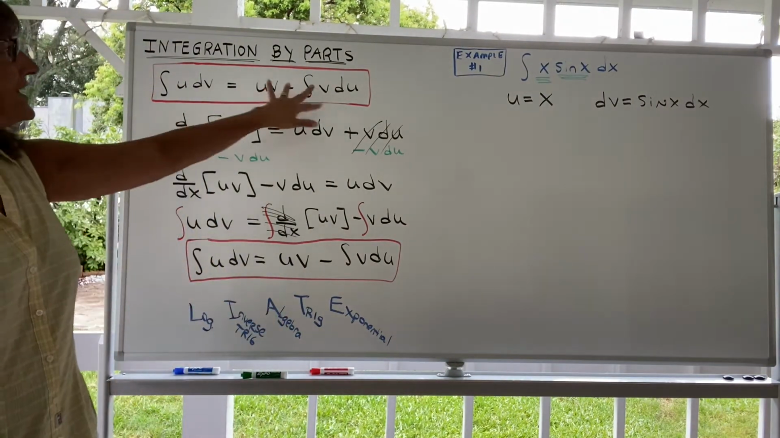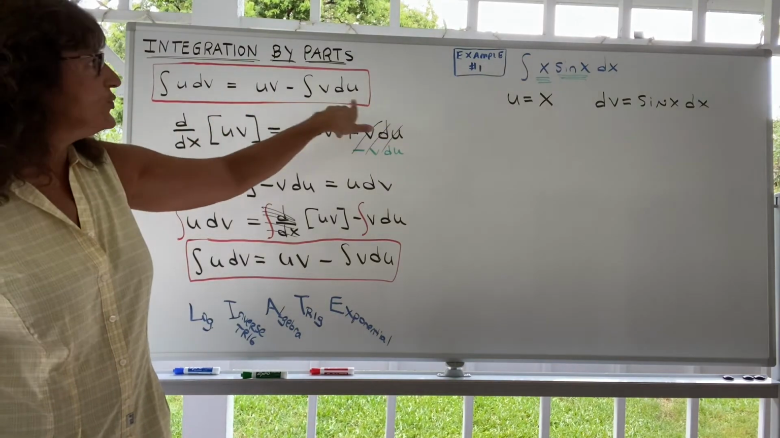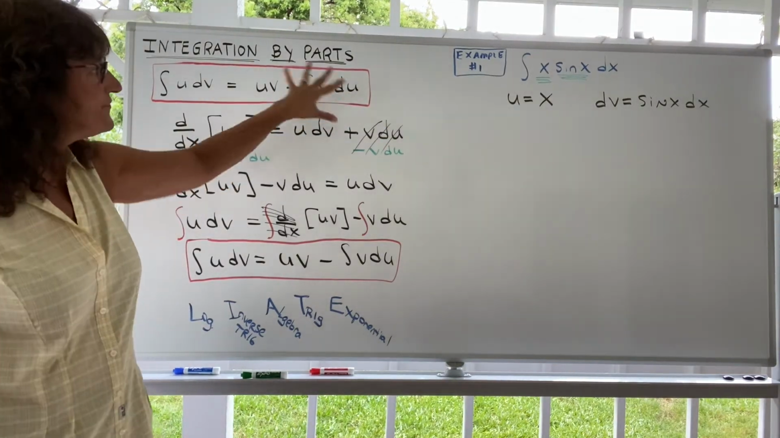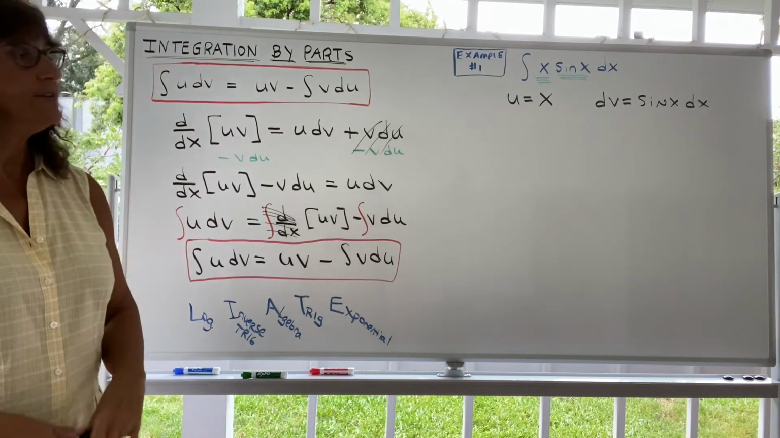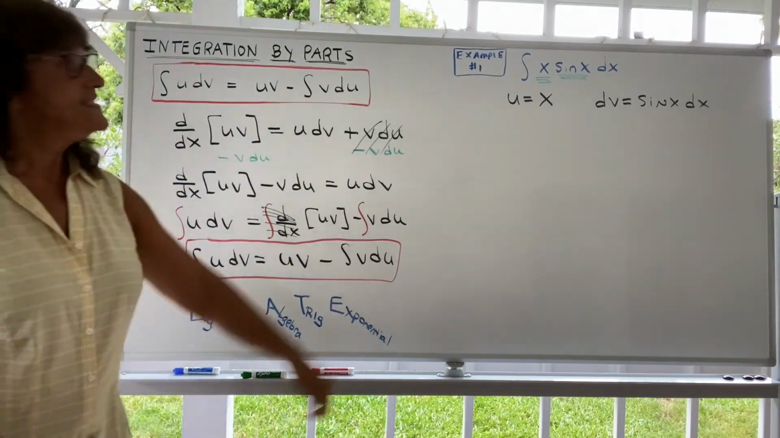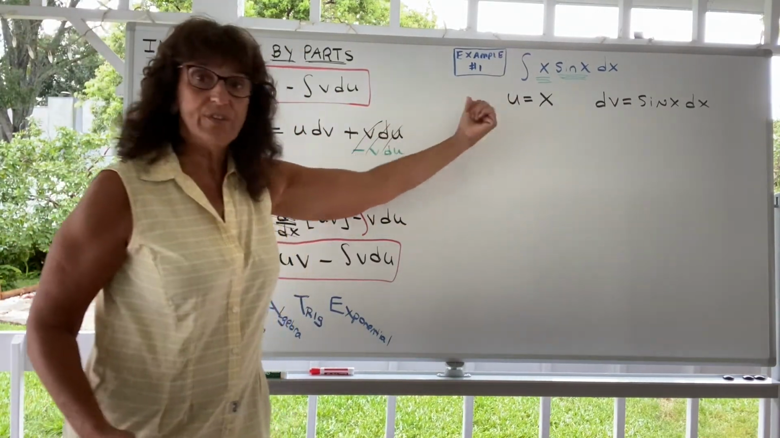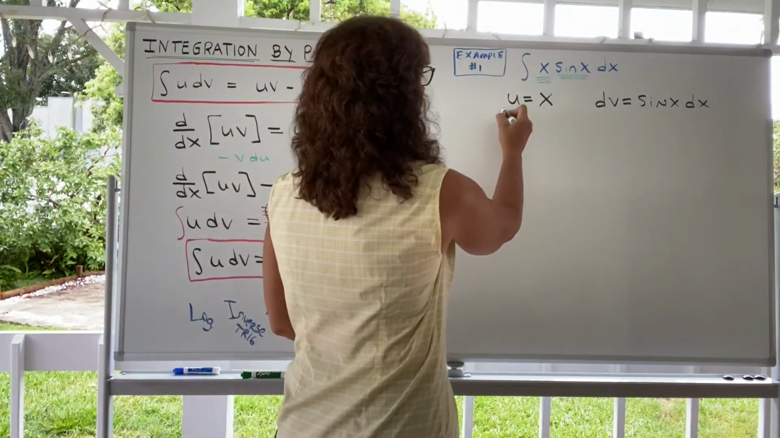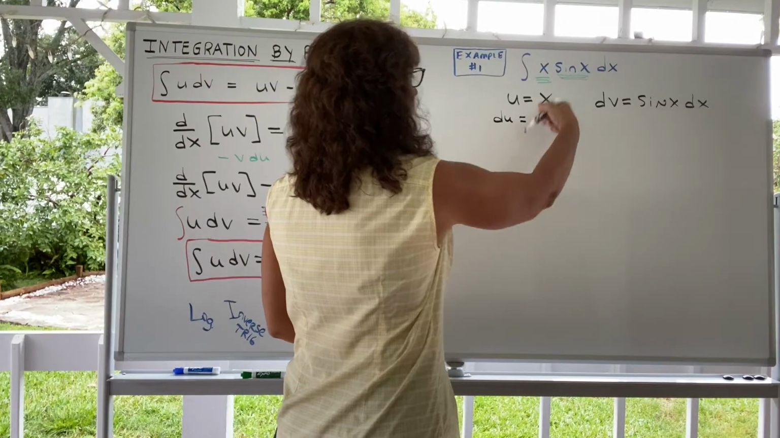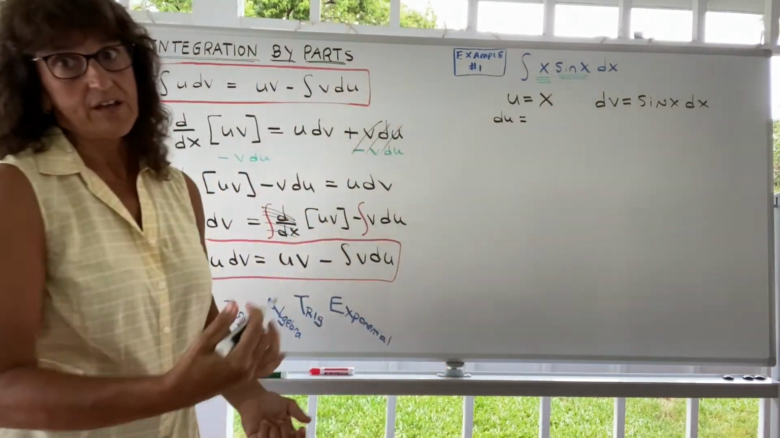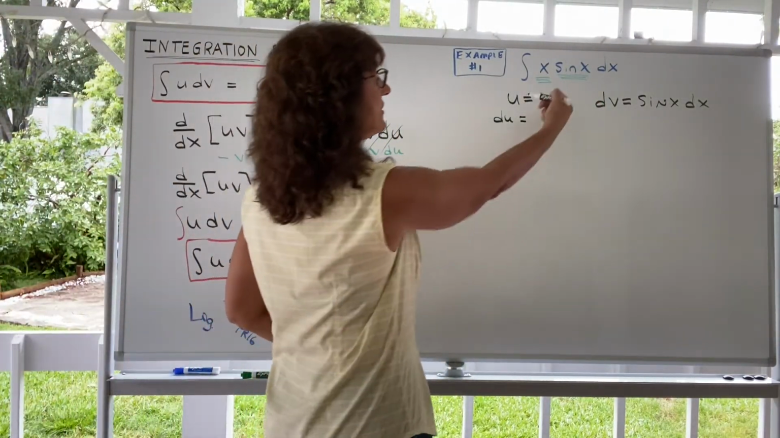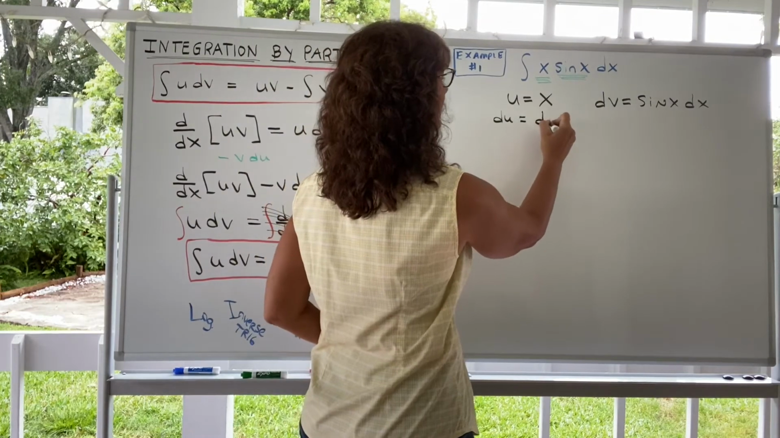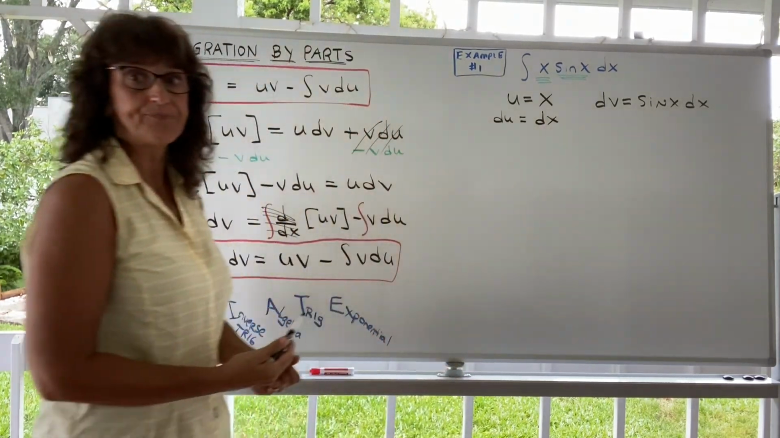Next, we need to get the rest of the pieces, okay? So for u, we need du. Let's find the rest of the pieces we need. We need du. Well, if u is x, for du, the differential, we're going to take the derivative. So du implies we want to find the derivative of x times dx. What is the derivative of x? It's 1 times dx. And so here's our differential here, all right?